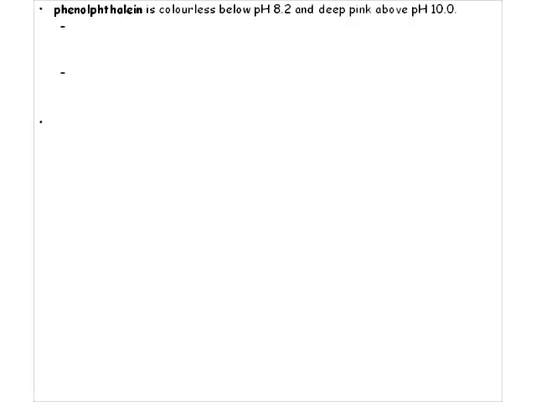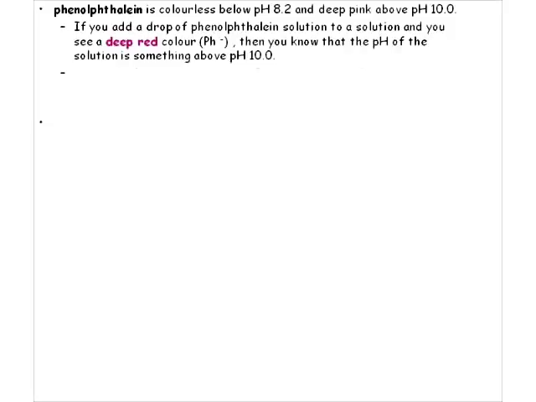All right, and this guy has a color change at about pH 8.2. Below 8.2, the indicator is going to be colorless. It's not going to have any color, but as soon as we hit pH 8.2, it begins shifting from colorless to very, very light shades of pink until we get to pH 10 or higher, and the phenolphthalein turns to a deep red color.